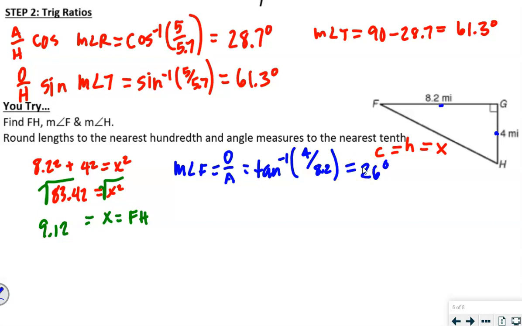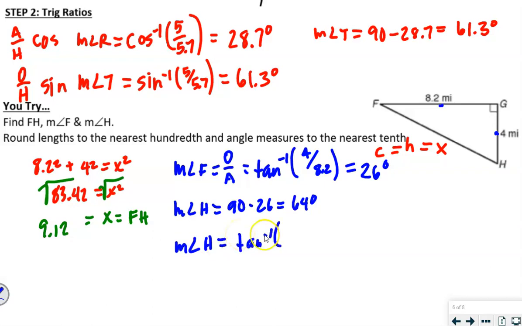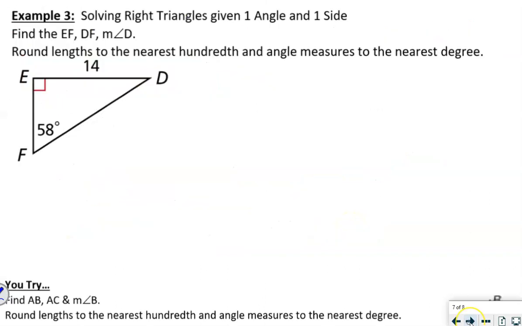Now remember, to get the last angle, angle H, the measure of angle H is equal to 90 minus 26, which equals 64. Or you can again use the ratio. When we're looking at H, we find the measure of angle H with the tangent again, so that's tan minus 1 of 8.2 over 4. That would still give us 64 degrees. It doesn't matter which way you do it.